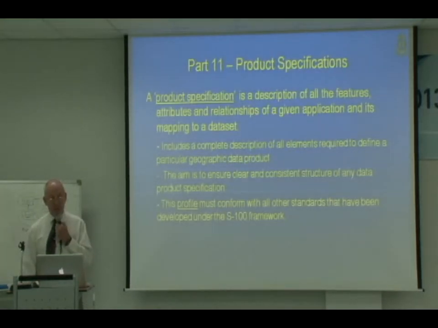Okay, product specification. Most of you are familiar with this. In some respects, this is not anything new than what was done in S57. All of the features, attributes, relationships for a given application and its mapping to a data set. There were, as you recall, some complex attributes that were used for aids to navigation in S57. Maybe there's a better way in which to do that in the future. But certainly the goal, clear and consistent structure of any data, and must conform to the other standards. The profile must conform. All right?